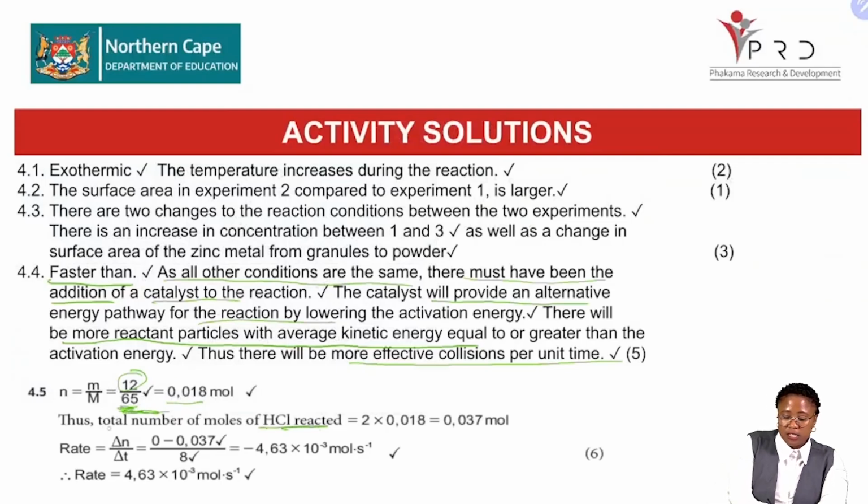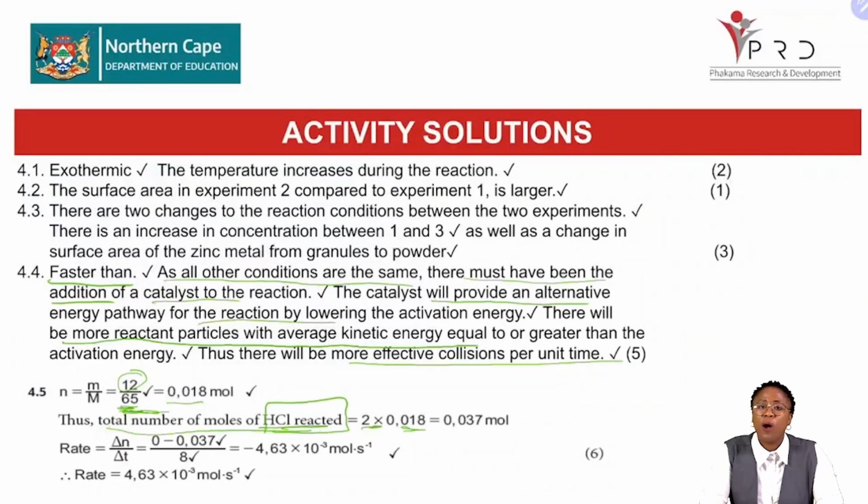Therefore, the total number of moles of hydrochloric acid that will be reacted will be 2 times that of zinc. Why? Because we'll be looking at the mole ratio between Zn and hydrochloric acid. The ratio is 1:2, and that's why we are multiplying by 2, and then we have multiplied the number of moles of the Zn, and we got 0.037 moles. So this 0.037 moles is the number of moles of hydrochloric acid that have reacted.